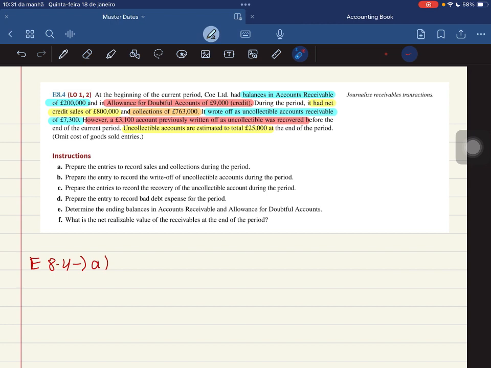Letter A wants us to record sales and collections. So we are actually just going to be doing this part, right? Net credit sales and collections. So for now, we don't need to mind the other numbers. First, let's record the net credit sales. So here I'm going to write credit sale. And it had net credit sales of 800,000.